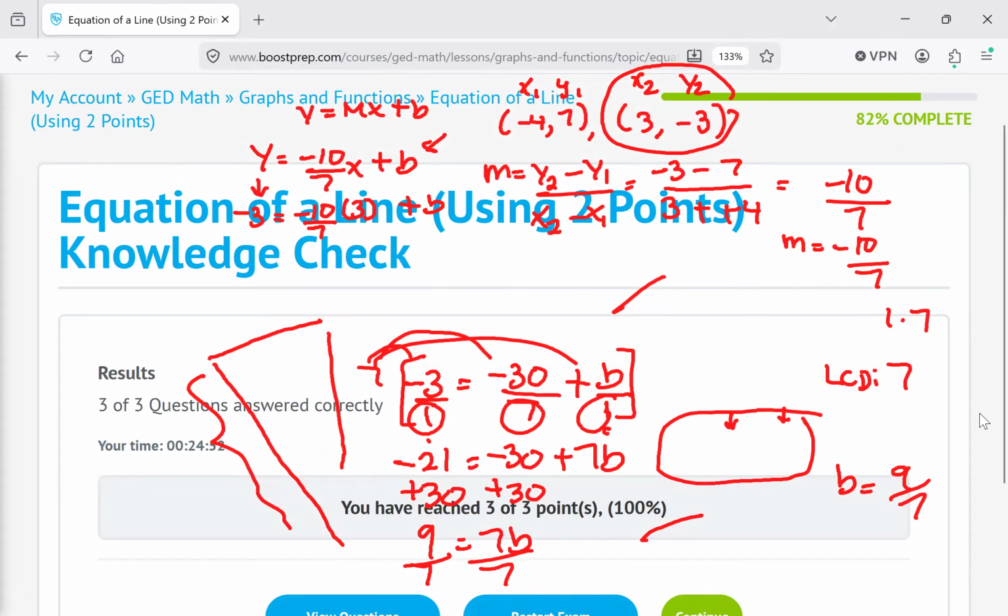Okay, we got it all right. So this was finding the equation using 2 points. This will definitely come up on the real test, so you need to rewatch this video. That's perfectly fine. I'm going to stop here.